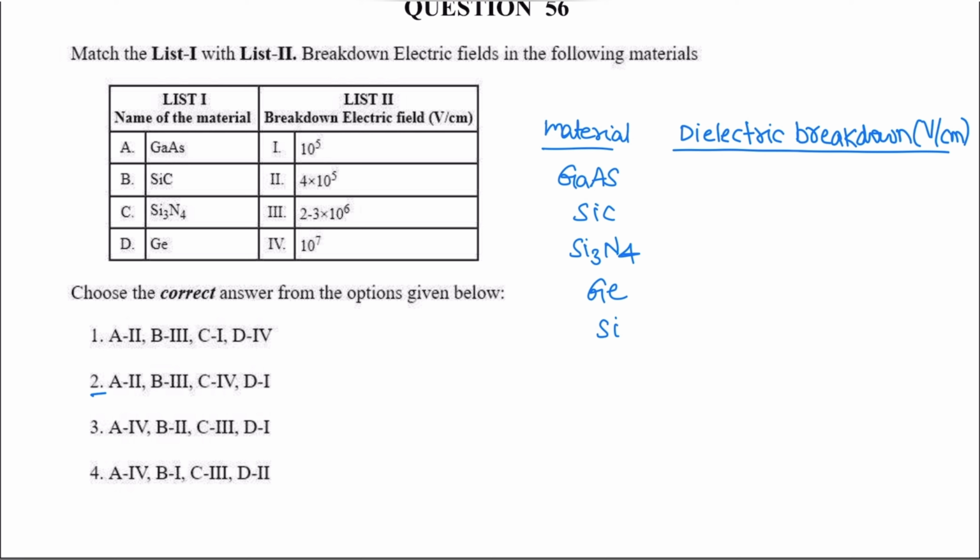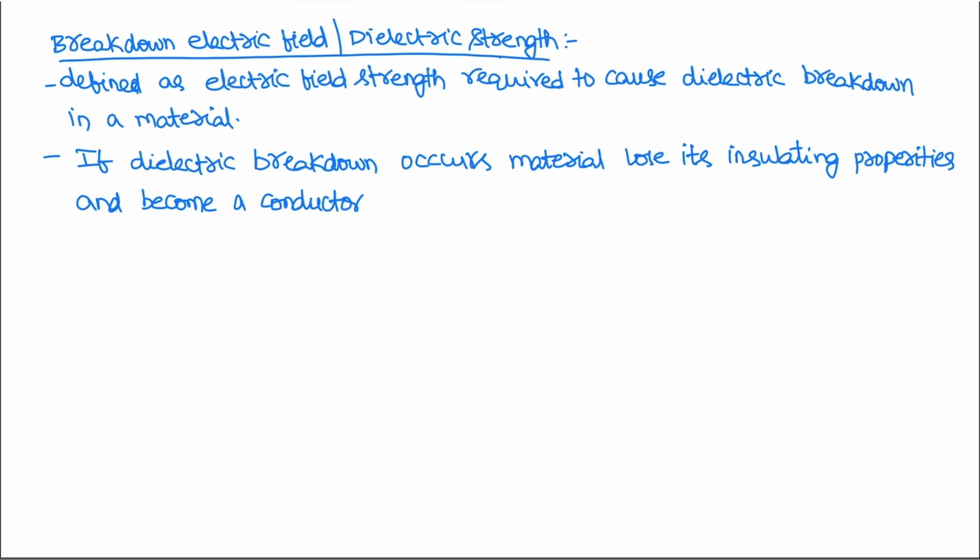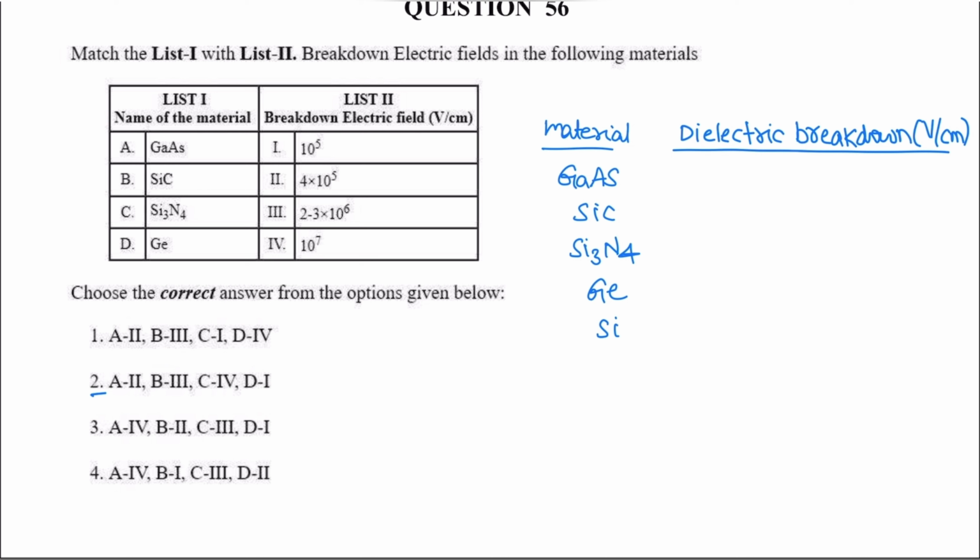It is related to the breakdown electric field in the following materials. The first material given is gallium arsenide. The definition of breakdown electric field is the electric field strength required to cause dielectric breakdown in the material. If dielectric breakdown occurs in a material, the material loses its insulating properties. It will act as a conductor.